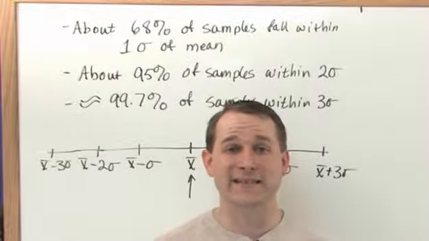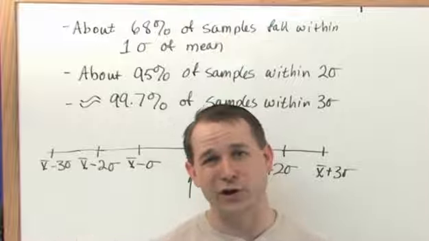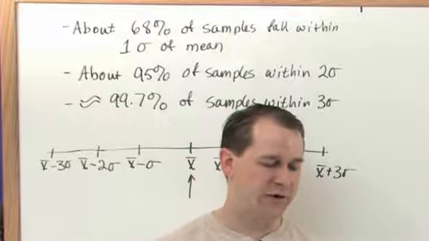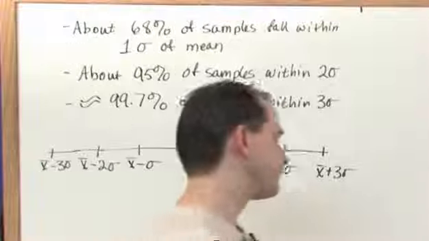If I go out to 10 sigma, darn near everybody, 99.9999999% of all the samples in the class basically are going to fall within there, and it's just sort of giving you a feeling for that. So let's go ahead and work another problem.